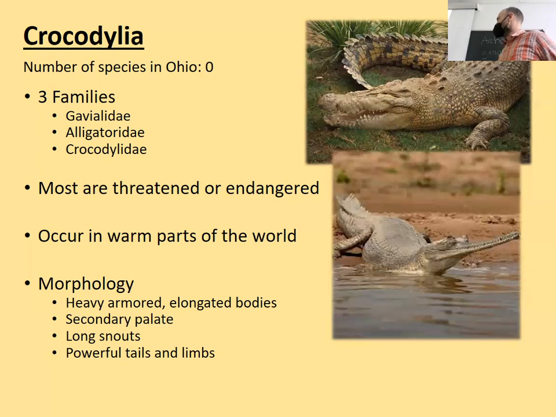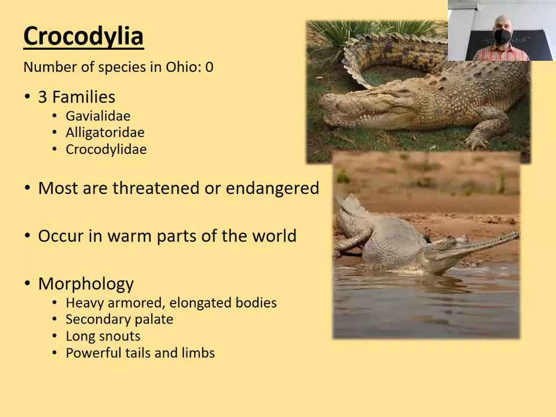They're known for their heavy armor, right? They have these elongate bodies. They have those osteoderms under their scales, so their scales are really bony and they have these protrusions. They have, in some cases, these really long snouts. They have super powerful tails and limbs. They're big beasts. The saltwater crocodile is the largest living reptile. They're famous for a reason for what they are, right?